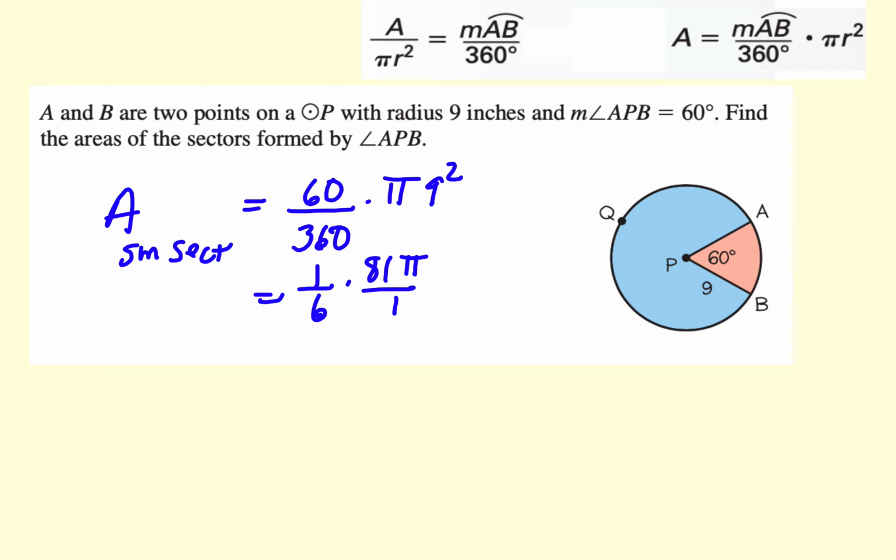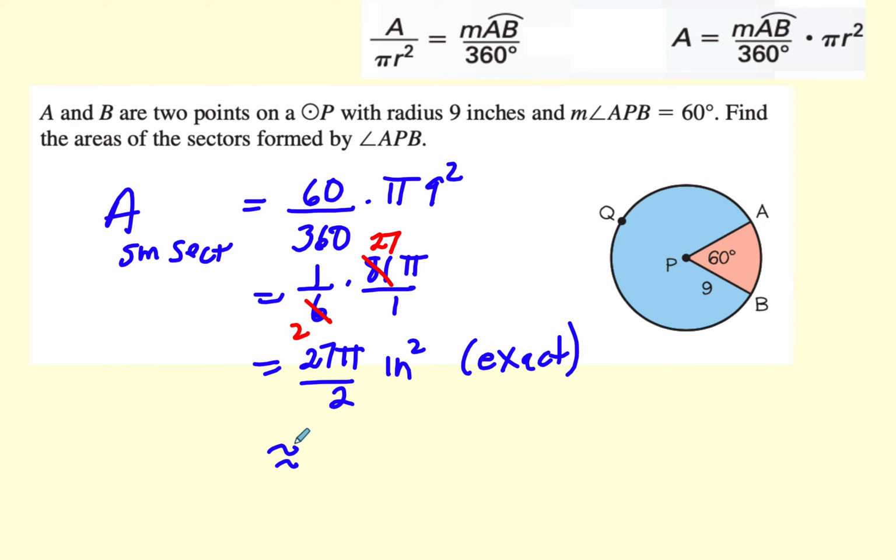I can do some reducing because I know the number 3 goes into here 2 times, and the number 3 goes into here 27 times. And so then I get 27 pi over 2. That's an exact answer. That's in inches, so it's inches squared, because area is always in square inches. And if I put it in the calculator to get the rounded answer, 27 pi divided by 2 is 42.2 inches squared, and that's a rounded answer.